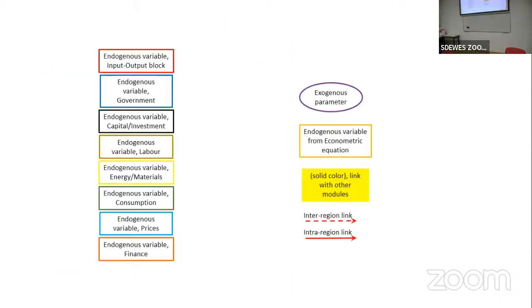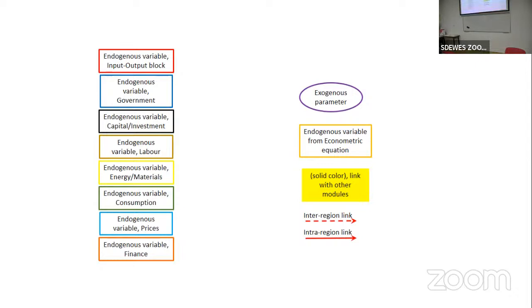So in this presentation, I will use the diagram. We see that you have many endogenous variables, and they are squares with different colors depending on the submodule that I'm talking about. For instance, the red ones refer to the production module, the input-output module. The blue is used for the government, black for capital investment, orange for labor, yellow for energy and materials, green for consumption, this one for prices, and then we have the orange for finance.